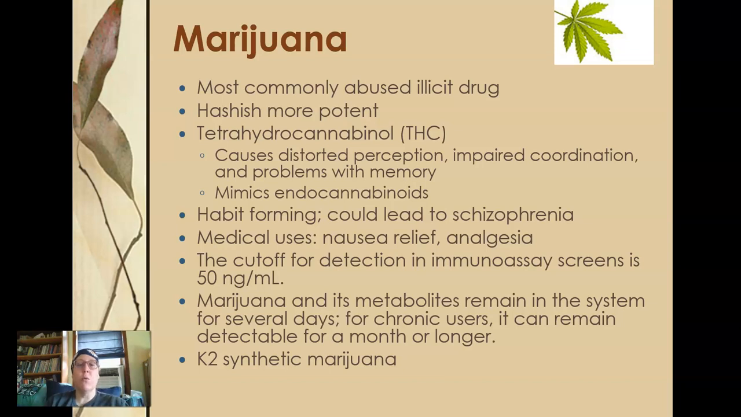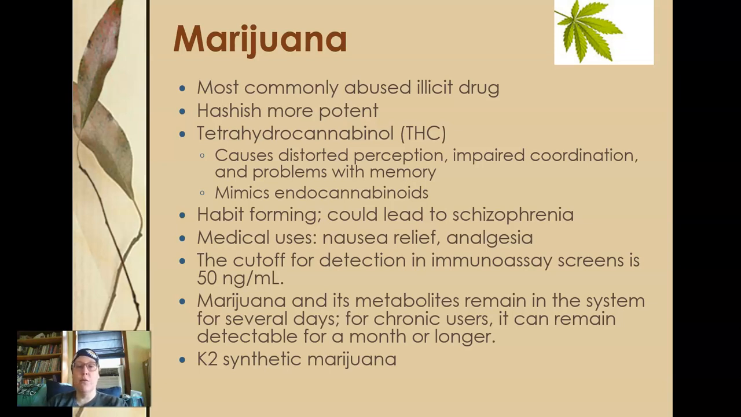CBD works more with your endocannabinoid system without having all the negative effects of THC, which is why its use has exploded. And your endocannabinoid system is involved in a lot of processes, like almost every major process in your body is influenced by the endocannabinoid system.